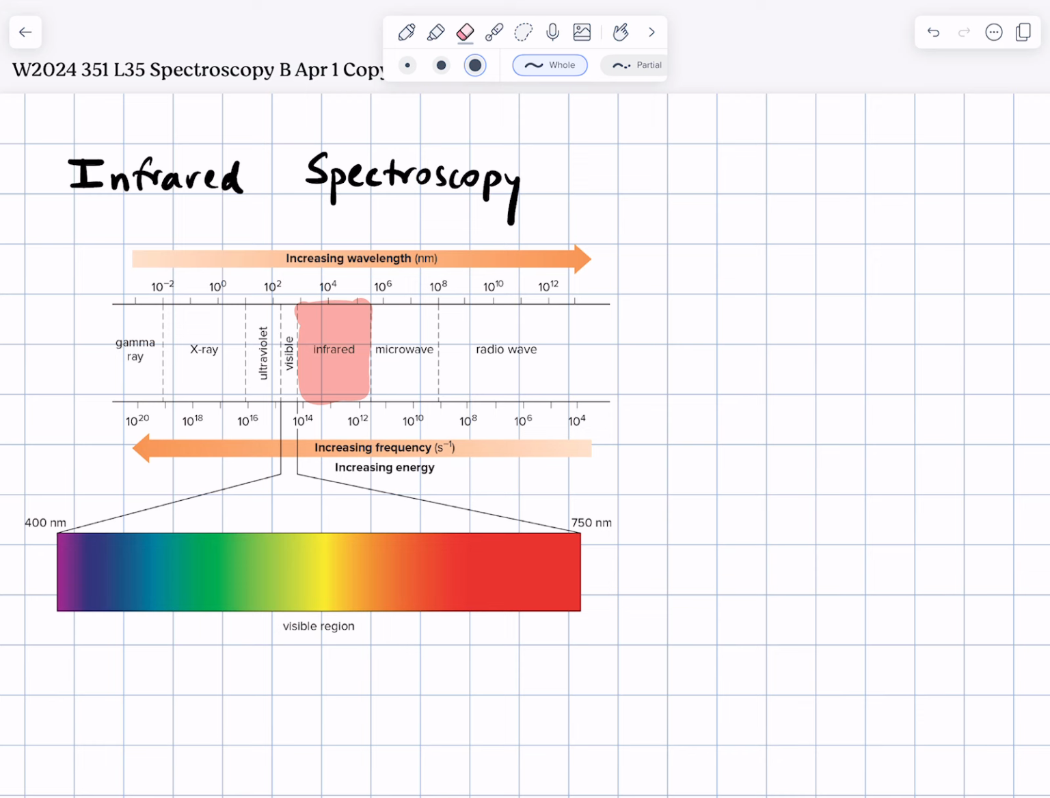We begin today with infrared spectroscopy. Last time we talked about mass spectrometry.